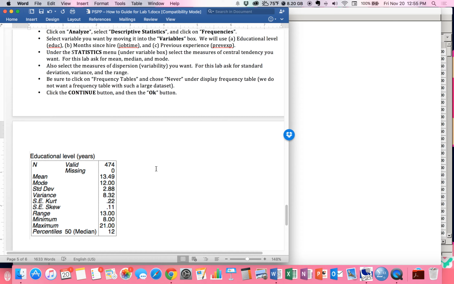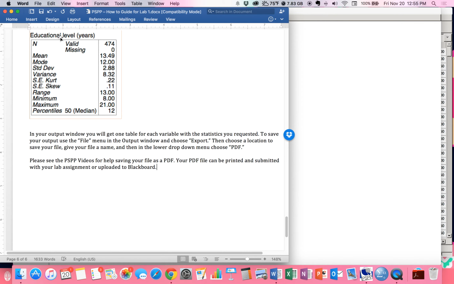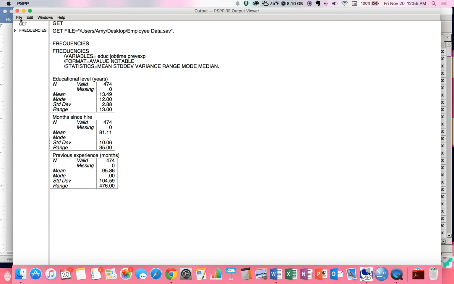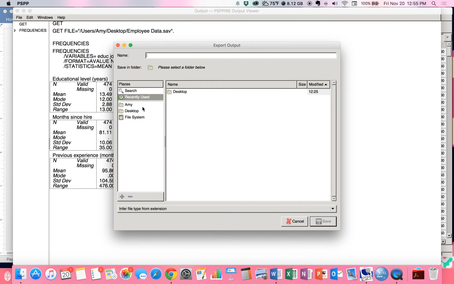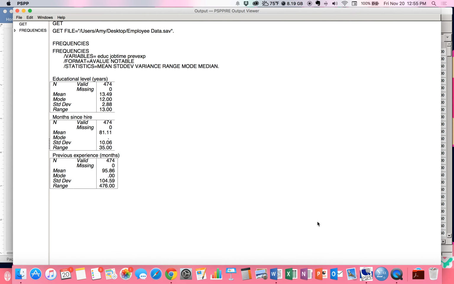So let's go back to our instructions, right? So once we have our box for each of our variables, we need to save it. So we'll go back to our PSPP output. We're going to go to File, Export, and then I'm going to choose my desktop. And I'm going to call this Output Lab 1. And say okay, that's my name for the file. I'm going to save it to my desktop. And then I go down here, and I'm going to pick the first option, PDF. I'm going to click Save.